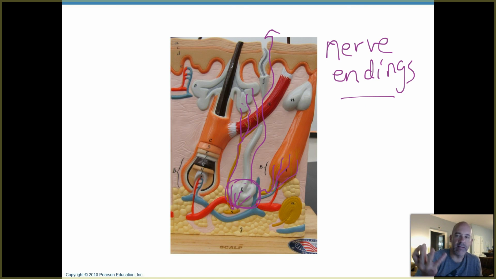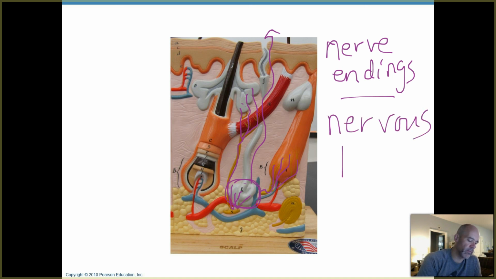So nerve endings have many different roles. Some sense pain, some sense pressure, some sense touch, some sense temperature, lots of different things going on in the skin with all of the nervous tissues that you have in there. Nerve endings are composed of nervous tissue, as you might imagine.